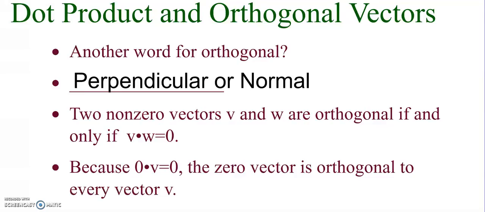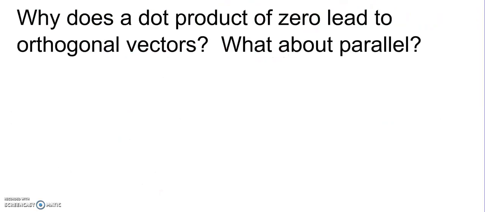So two non-zero vectors v and w are orthogonal if and only if v dot w equals 0. That's going to make sense in a minute if it doesn't already make sense to you. Because 0 dot v is also 0, that means that the 0 vector is orthogonal to every vector. Okay, so let's make sure we understand. Why does a dot product of 0 lead to orthogonal vectors? And then let's also talk about parallel, because that was part of the title of this video.